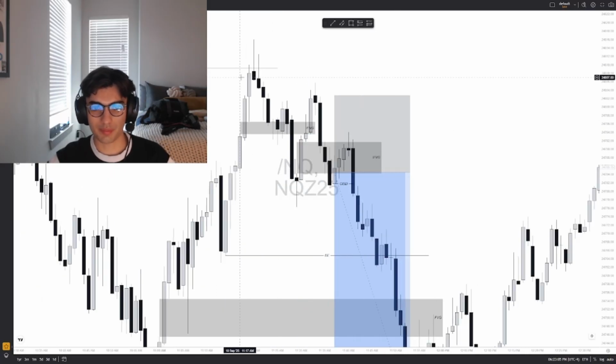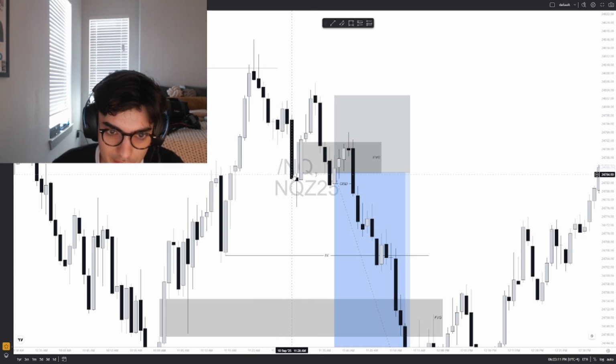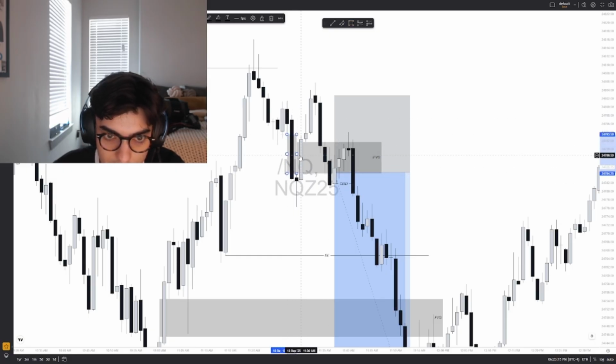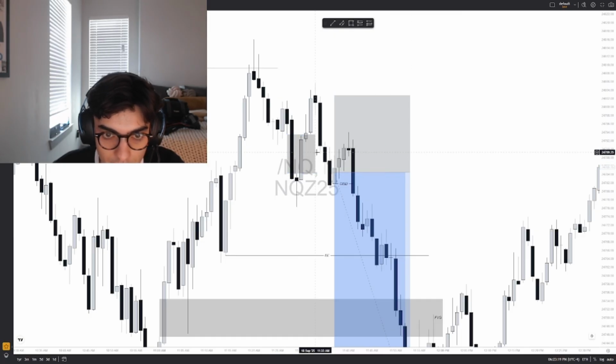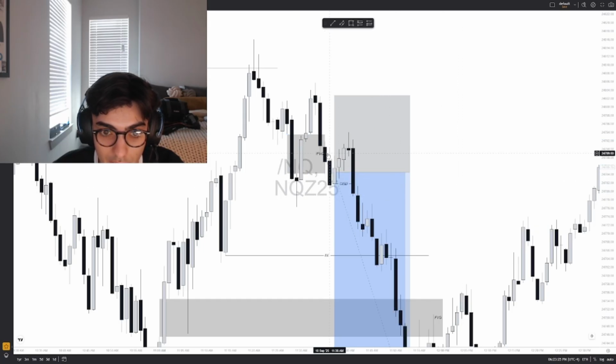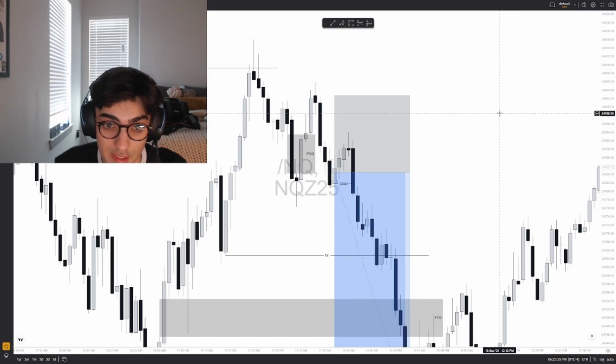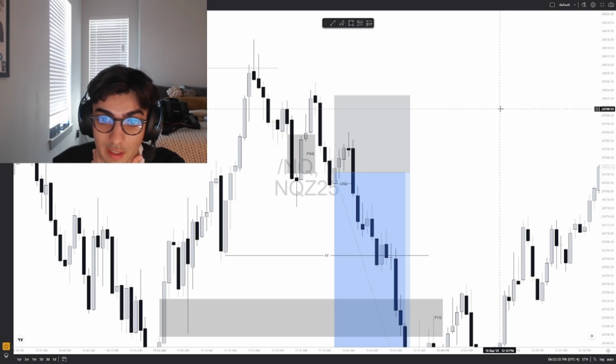I like that we swept this liquidity, but I did not enter off of that. I wanted to wait. So we got this displacement down. We got this fair value gap that got inversed. Now, let me delete this one real quick. So as you can see, we did get this inverse fair value gap to the upside, but the number one thing I look for before taking a trade is I want to see major liquidity get swept before taking my trade.